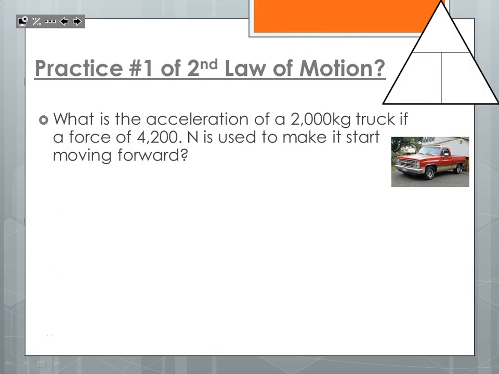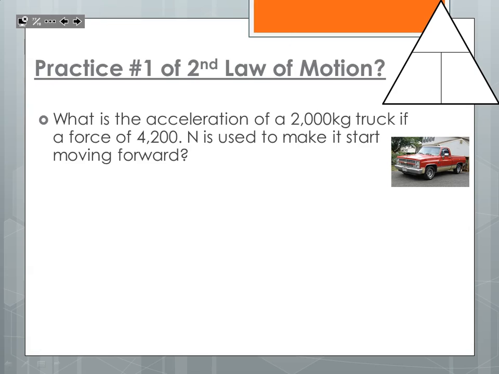All right, let's do practice number 1 for your homework today, which you will do 1 through 7. Let's do 1 together. The question is, what is the acceleration of a 2,000 kilogram truck if a force of 4,200 newtons is used to make it start moving forward?